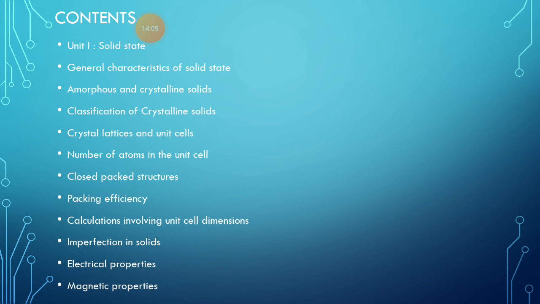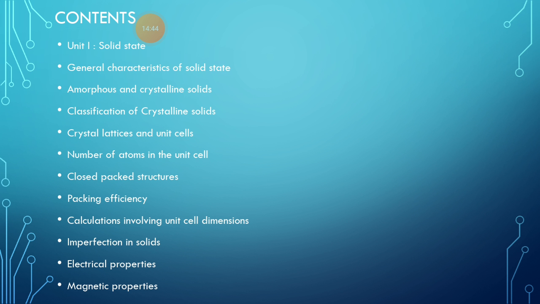Then we are going to learn about the structure of crystal, what we call the crystal lattice and unit cells. The three-dimensional arrangement of the constituent particles is what we call a crystal lattice, and the smallest representing unit of that crystal lattice is called a unit cell. So we are going to learn about the structure of the crystal lattice, and also about the unit cell, the smallest part.